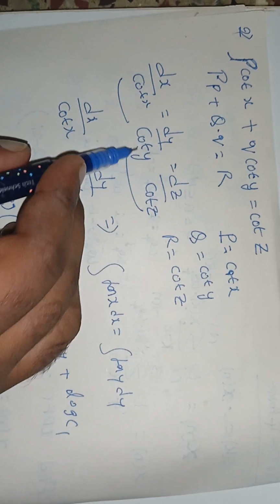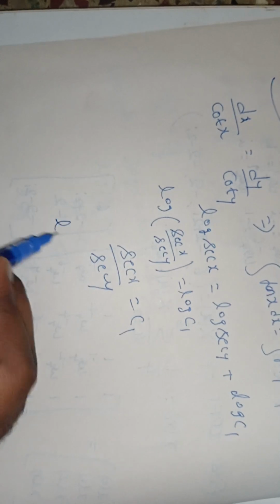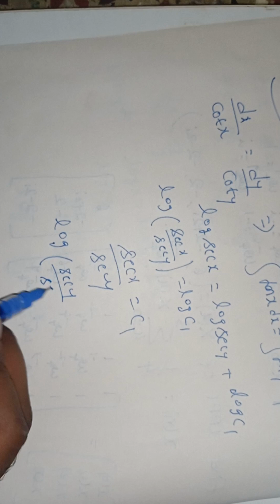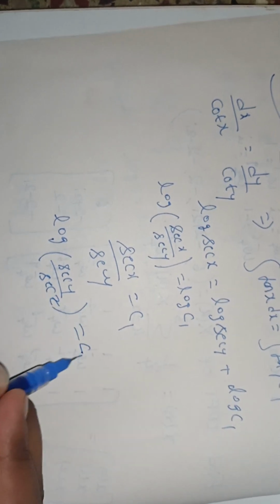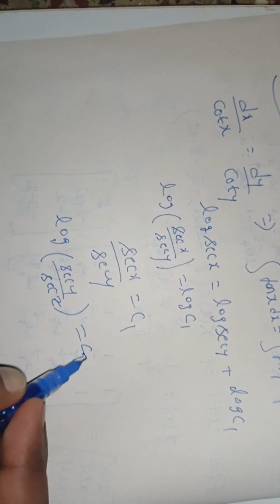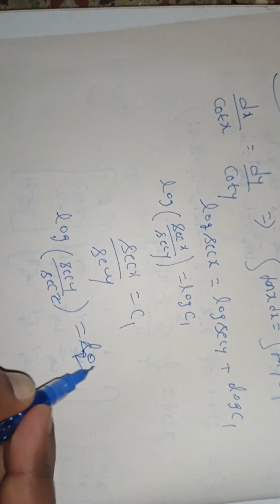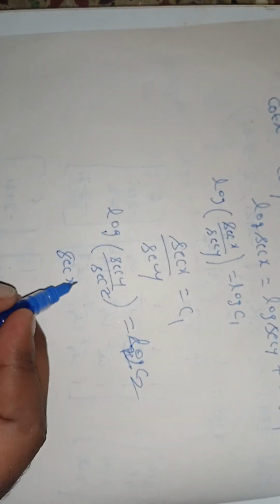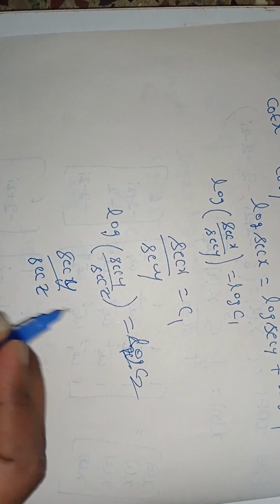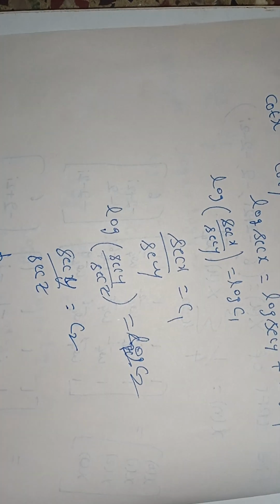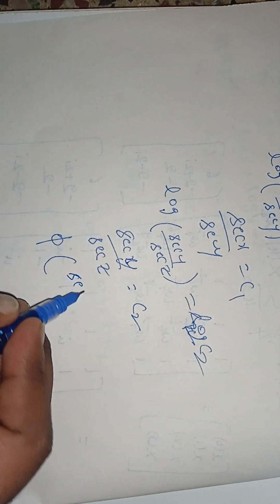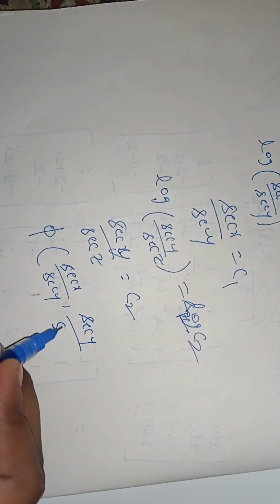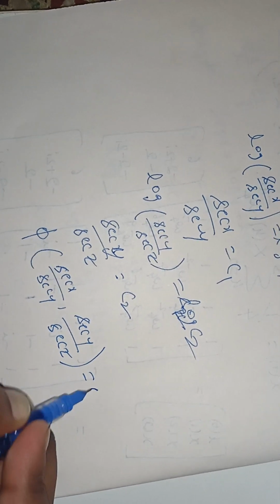Similarly, if I take these two at a time, I get logarithm of secant y by secant z equal to log c2. So it is secant y by secant z equal to c2. So finally I can put it in phi: secant x by secant y comma secant y by secant z equal to 0.